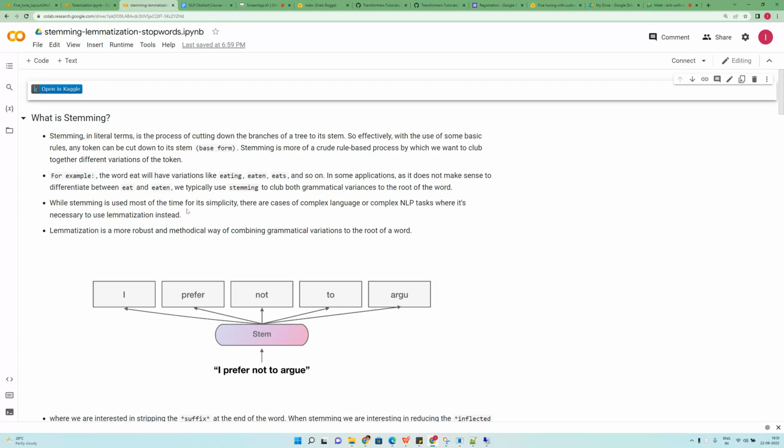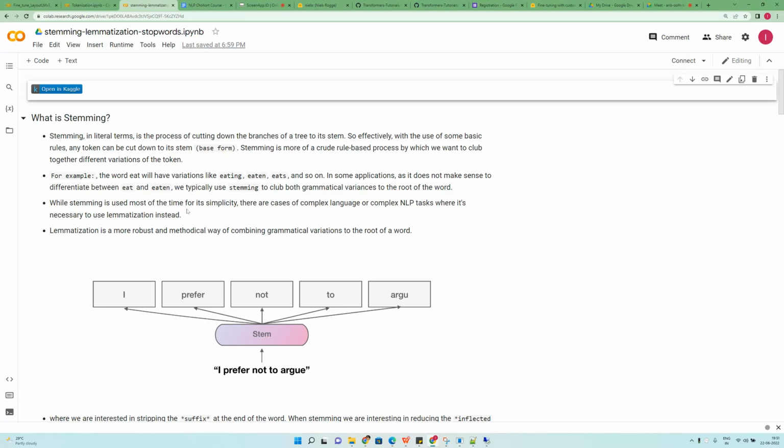Even though the spelling is different, at the end of the day, everything relates to eat. It gives the sense that they're actually eating. It's kind of a meaning that they have eaten. Everything comes at the end of the day to eat only, whether it's eating, eaten, or eats.